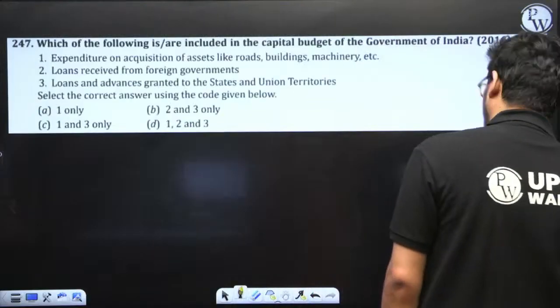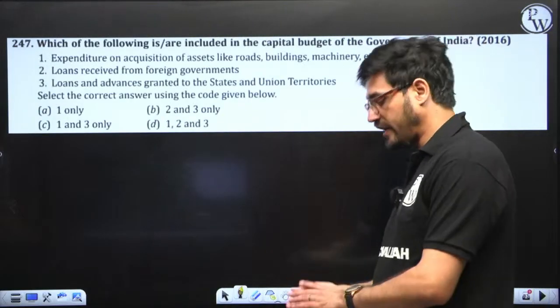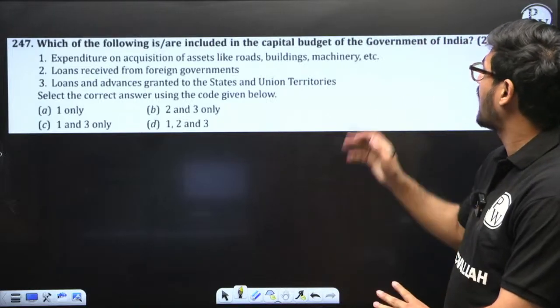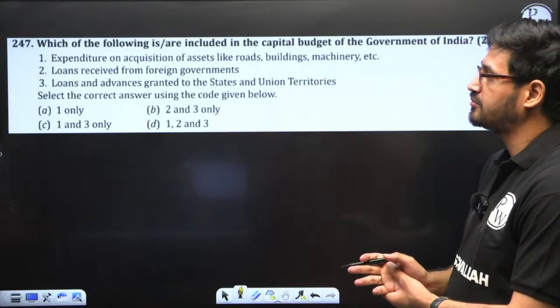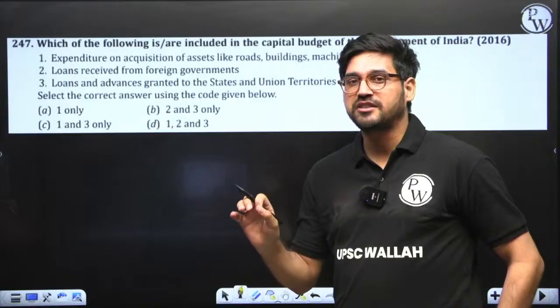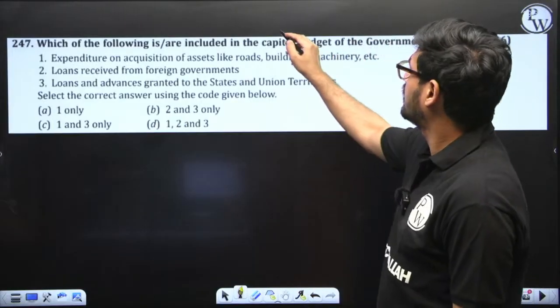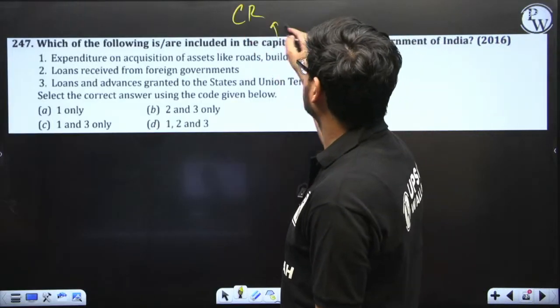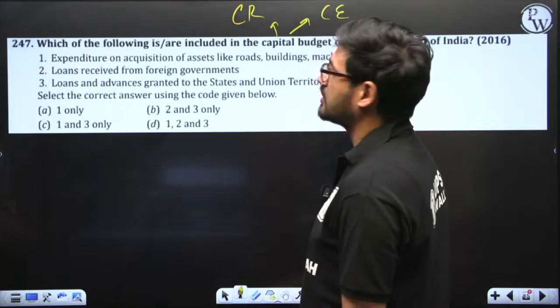We'll pick the next one. Which of the following is or are included in the capital budget of the Government of India? Now remember, capital budget will include 2 things: capital receipts, capital expenditure.